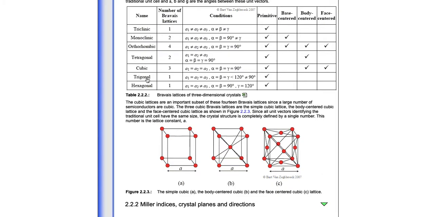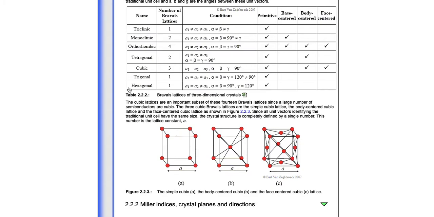Then trigonal. We have only one Bravais lattice, which is primitive, and all sides are equal. Alpha, beta, gamma are also equal but less than 120 degrees, and that should not be equal to 90. This is the condition for the angles, and all angles are the same in trigonal.